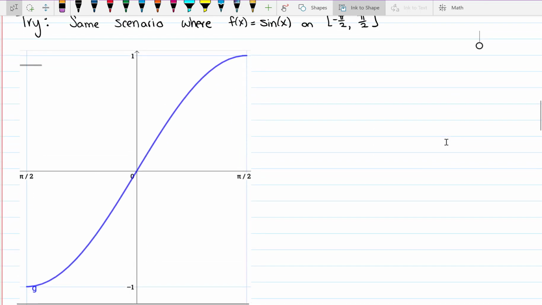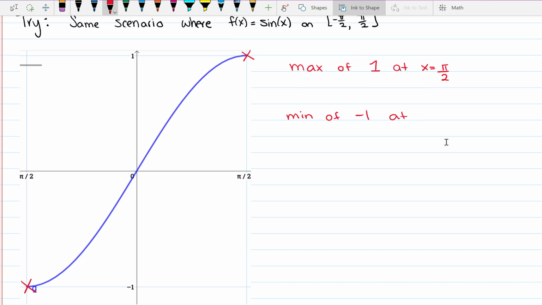Okay, so here's our graph. And you can see right here we have a max of 1 at x equals pi over 2, and we have a min of negative 1 at x equals negative pi over 2.